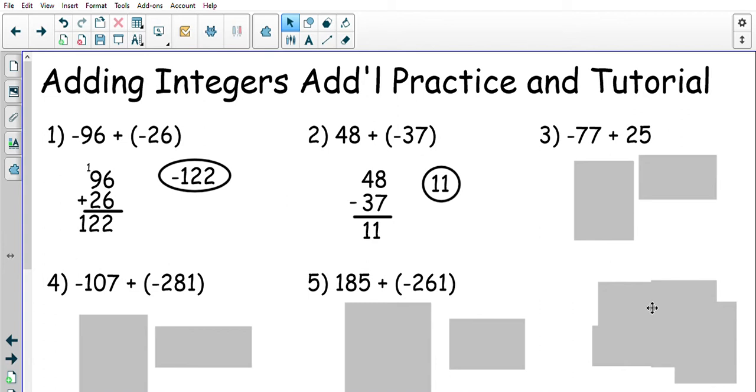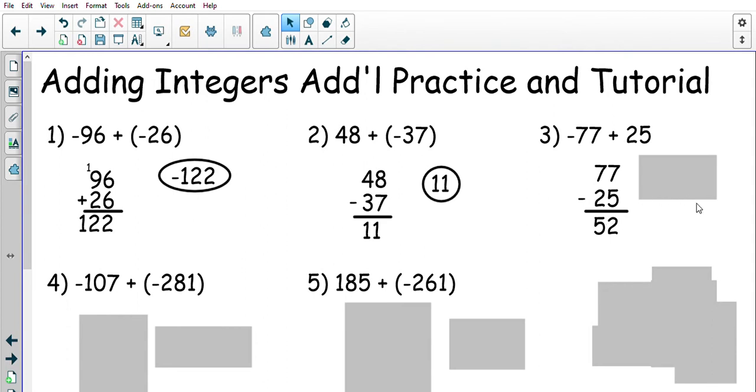All right, let's take a look at number three. Negative 77 plus 25. Again, the signs are different here, so that means we're going to find the difference. We're going to subtract these values. So we're going to take 77 minus 25. Again, always put that bigger number on top. 7 minus 5 is 2. 7 minus 2 is 5. We get a solution of 52.